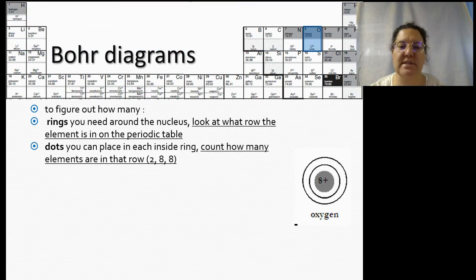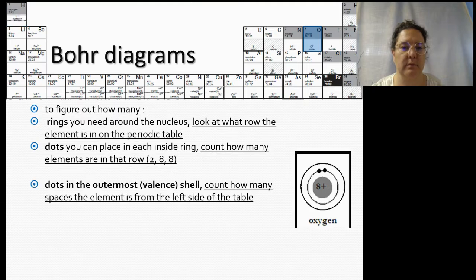So because oxygen is in the second row, we need 2 energy levels. The amount of electrons we can place inside each ring goes as 2, 8, 8 for the first few rings. So dots in the outermost valence shell. When we're looking in the outermost valence shell, count how many spaces the element is from the left side of the table. So from the left side of the table, oxygen is 1, 2, 3, 4, 5, 6. So that means we're going to have 6 dots in the outer energy level.